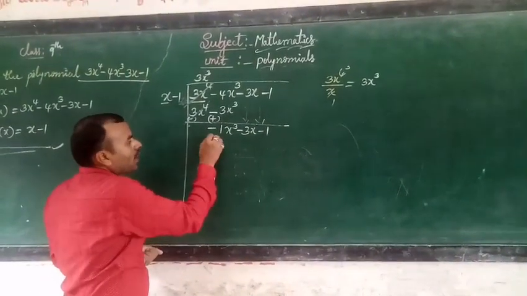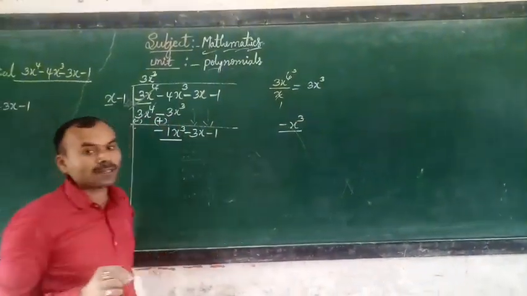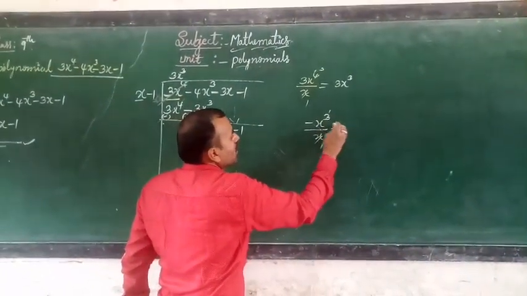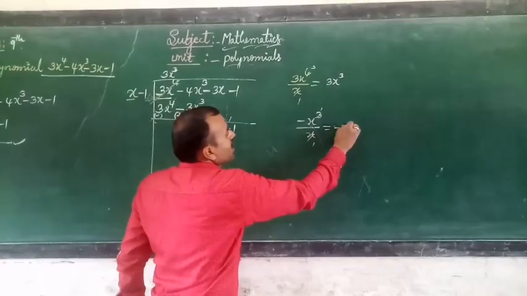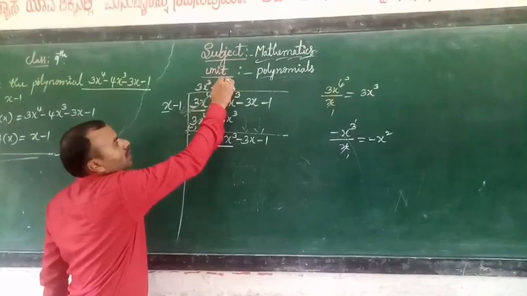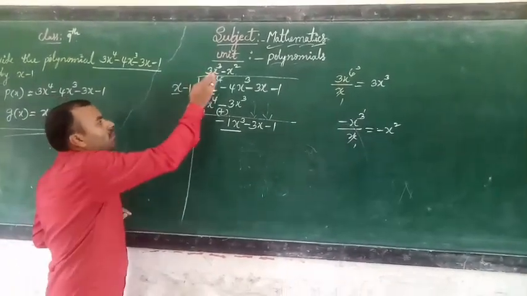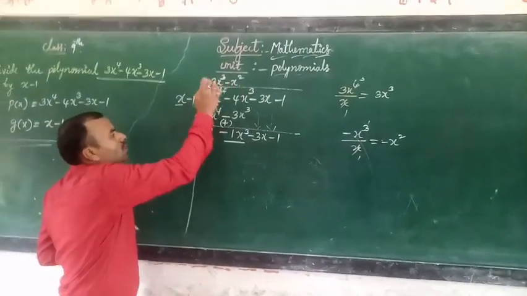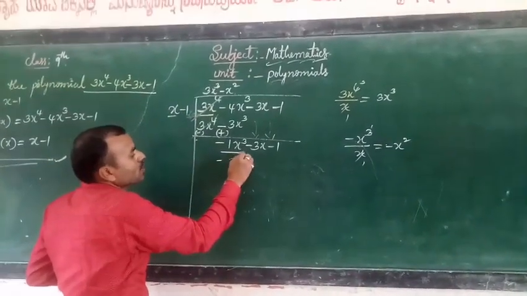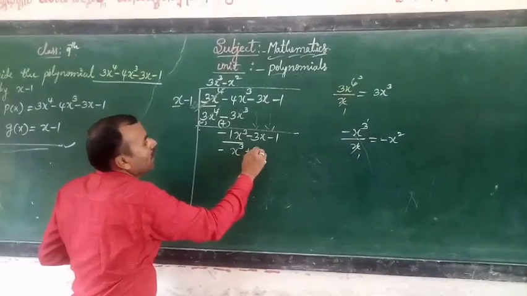In the same method, divide minus 1x cube by the first term of the divisor, that is x. x once, here minus divided by plus is minus, x square. Here minus x square is the quotient part. Multiply x minus 1 by minus x square: minus into plus, minus x square into x is minus x cube, minus into minus, plus x square into 1, x square.